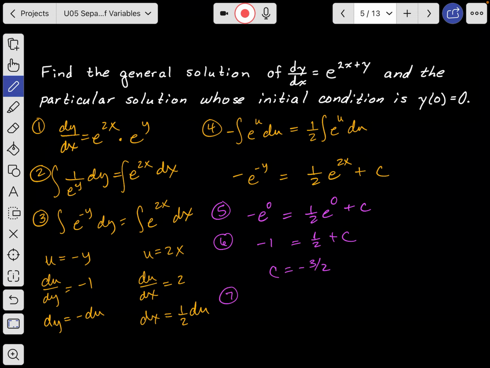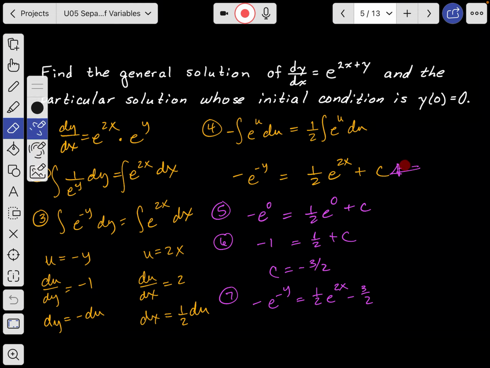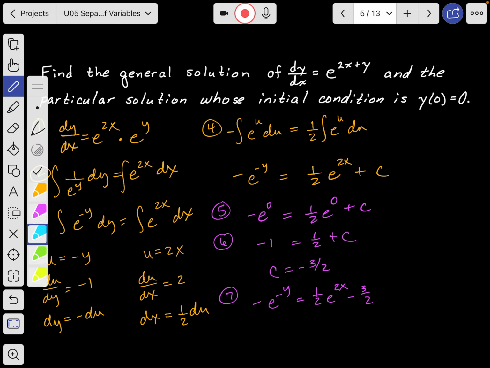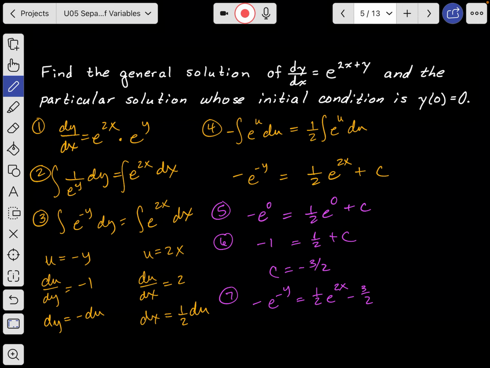All right, so in step 7, I'm going to substitute that back in right here. So I've got negative e to the negative y equals 1/2 e to the 2x minus 3/2. Now all I have to do is solve for y. Okay, so let's see. I'm going to erase this over here, and I'm going to change to a bright blue so we make sure we're following. First thing I'm going to do is get rid of that negative sign. So in step 8, I'm going to have e to the negative y equal to negative 1/2 e to the 2x plus 3/2.